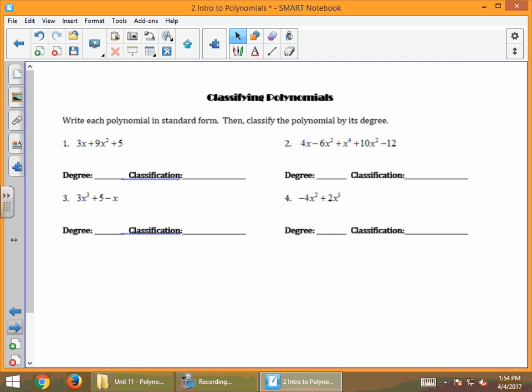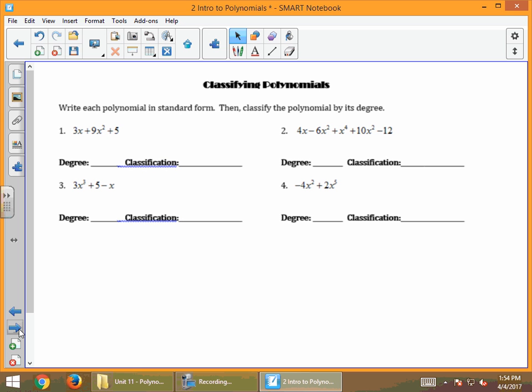What we're going to do is arrange these polynomials in standard form, state the degree, and then classify them based off their degree. When you arrange it in standard form, remember it goes from biggest exponent to smallest. So if you look at number 1, which one has the bigger exponent? 9x squared. That's going to go first. I like to cross it out. I know I'm done with it.